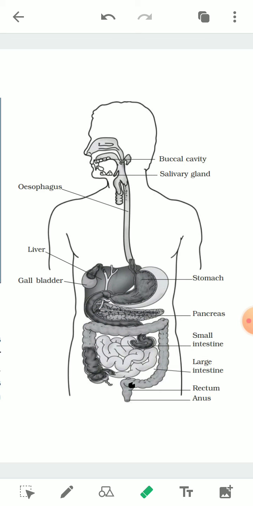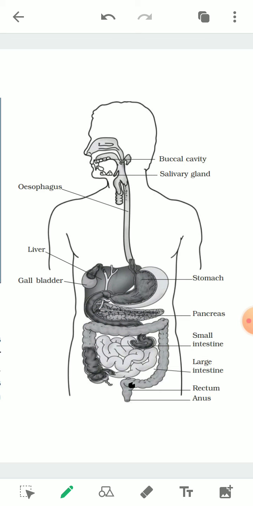Now, this partly digested food reaches the lower part of the small intestine, where the intestinal juices complete the digestion process of all the components of the food. The carbohydrates get broken into simple sugars, glucose, then fats into fatty acids and glycerol, and proteins into amino acids. Now, absorption takes place in the small intestine only.